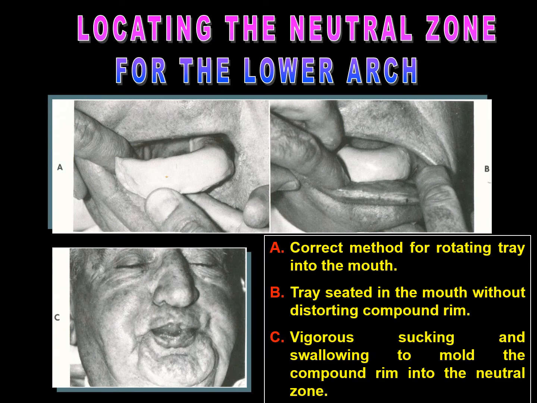Put the compound on the trial denture base and put it in the patient's mouth. This is the correct method for rotating the tray into the mouth, placing it without distorting the compound rim. Ask the patient to make vigorous sucking and swallowing to mold the compound rim into the neutral zone.